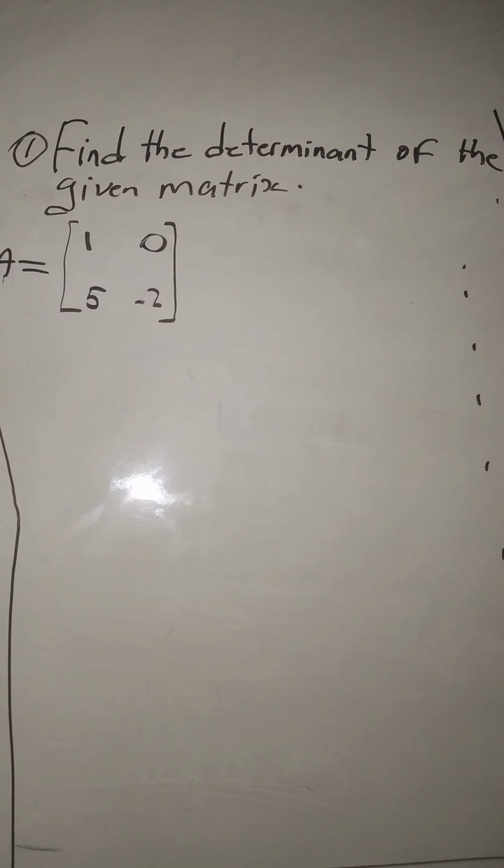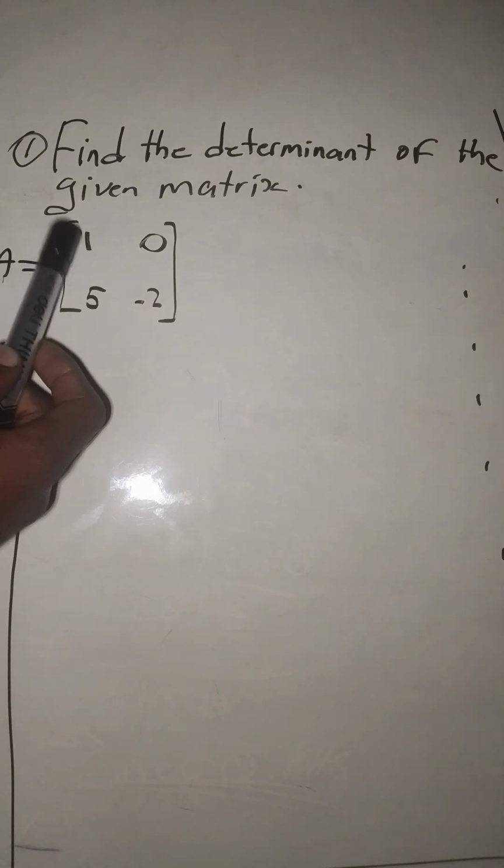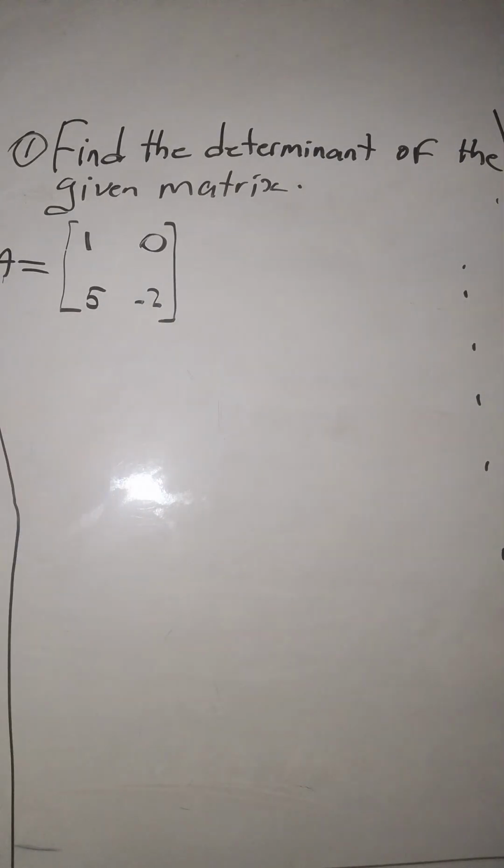Alright, so we have a matrix on the board. So how do we solve this question? The question says find the determinant of the given matrix A. The matrix is 1 and 0 as our first row, and the second row is 5 and -2. So how do we find the determinant?